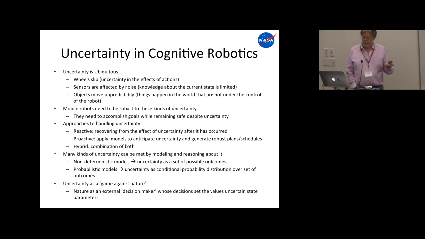Uncertainty has been viewed in the research literature as a game against nature. Nature is out there trying to thwart our plans, trying to make them fail. And so it's like having an opponent in a chess match. You're trying to execute a plan, nature's trying to make it fail.